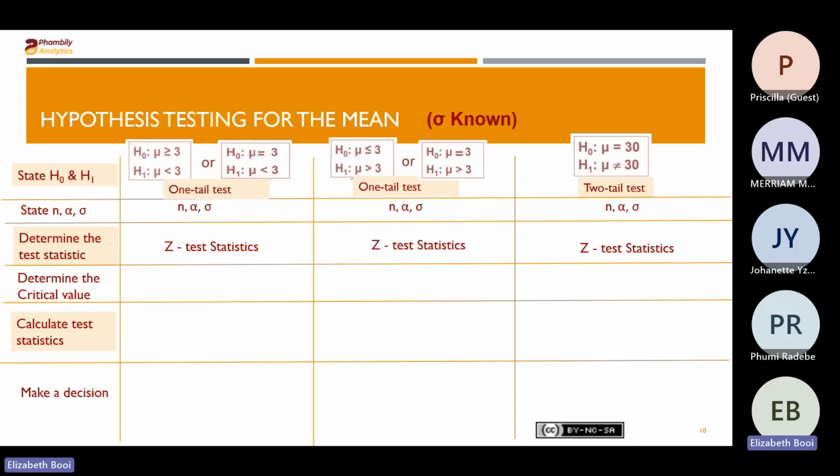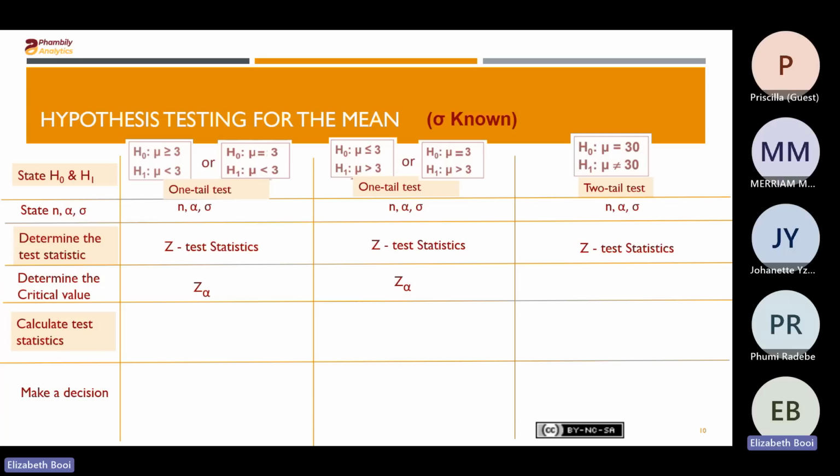To determine the critical value, we start with the one-tail test, especially when it is on the lower side or on the greater side. We're going to find the critical value, which is our Z value, by using the alpha value. Instead of dividing alpha by 2, like we did with the confidence interval, because we had two regions, the lower side and the upper side, here we've got only one region. We only use alpha.